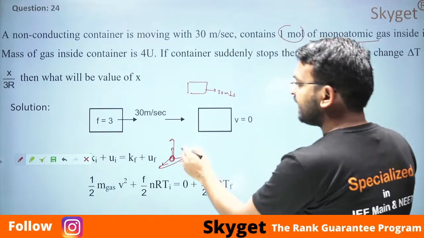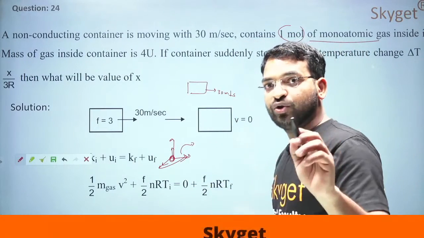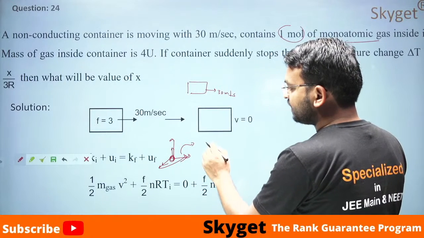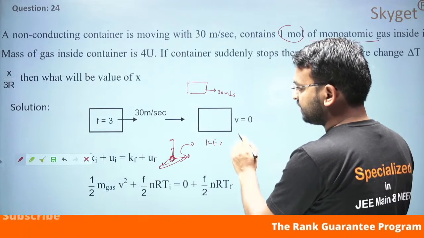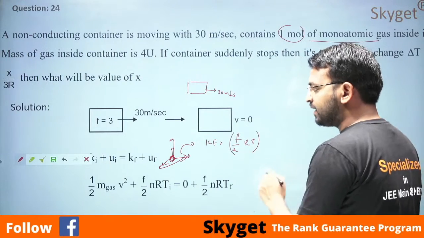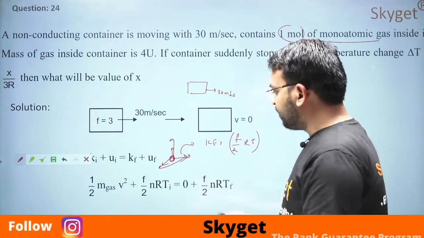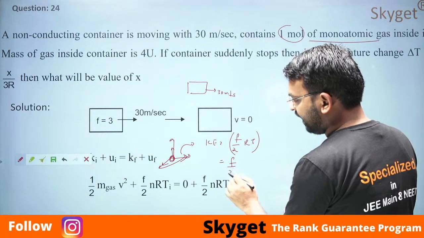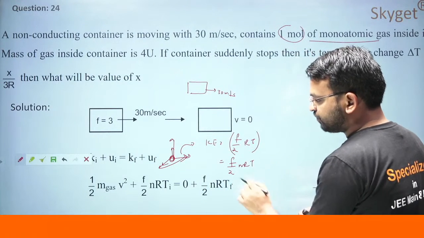Now what is the kinetic energy of one particle? I am talking about one particle. For one particle, the kinetic energy, the internal energy, if you remember, is f by 2 RT. This is for one particle. And if you are talking about the kinetic energy for a number of moles, it is going to be f by 2 nRT. This is the relation which you have to remember.